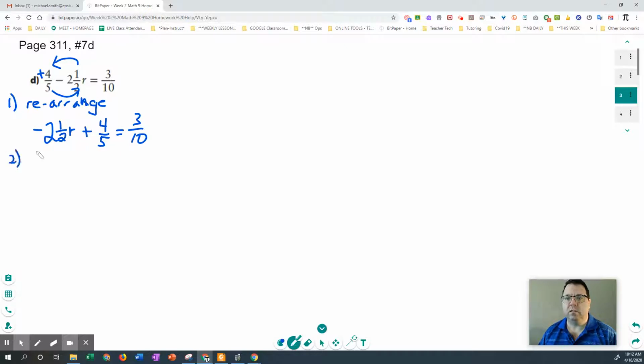Now step 2 is, you might know from a previous video, I don't like mixed numbers here. So let's convert this to an improper fraction. 2 times 2 is 4, plus 1 is 5. And the negative just stays negative. The quality of this fraction is to be negative. Just because we're converting it to an improper fraction doesn't change the negative quality. 2 times 2 is 4, plus 1 is 5, and the whole fraction stays negative.